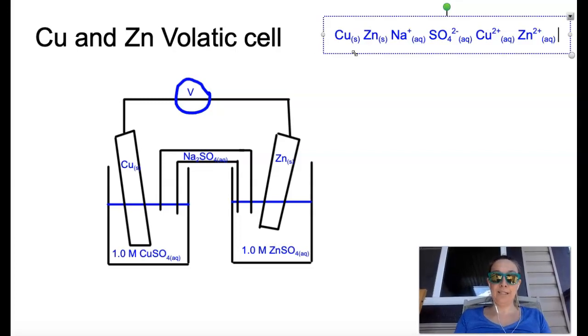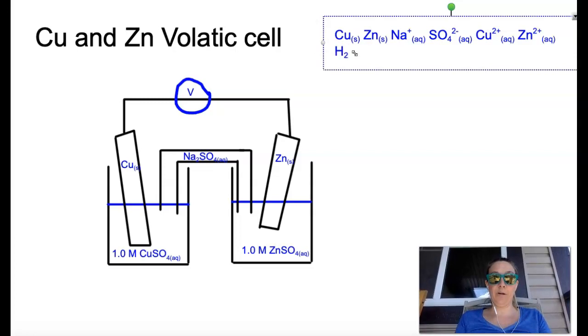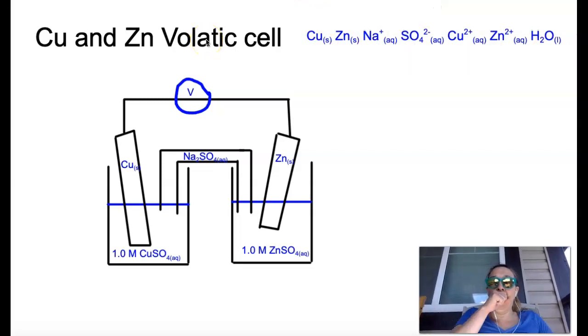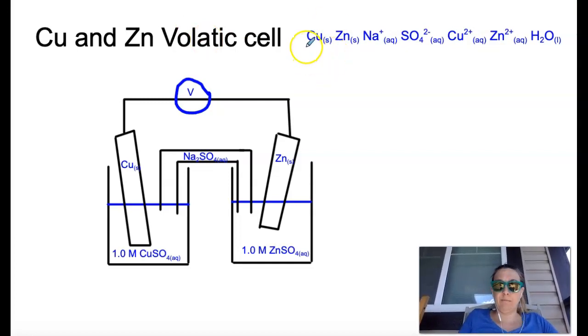Last thing I need to make sure I list is the water, right? We always got to make sure that we include the water. Okay, so now that we've generated our list, we need to assign things as being OAs or as being RAs. So copper solid over on the right hand side of the table, that means it's an RA. Okay, same thing for zinc. It's also on the right-hand side, so it is also an RA.